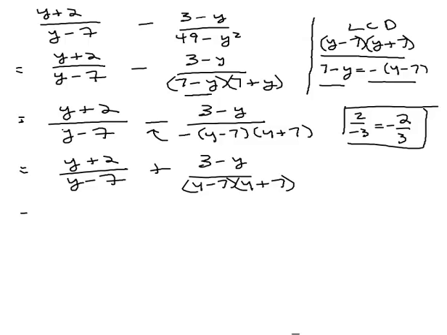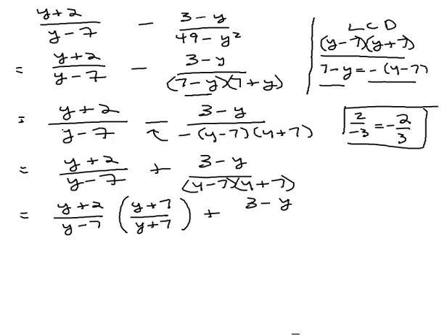And now we just continue as we've done before. We already have the LCD in the second term. We just need to get it in the first term. So (y + 2)/(y − 7), multiply that by 1 in the form of, what do we need? (y + 7)/(y + 7), plus (3 − y) over the LCD of (y − 7)(y + 7). We have to multiply out this numerator.